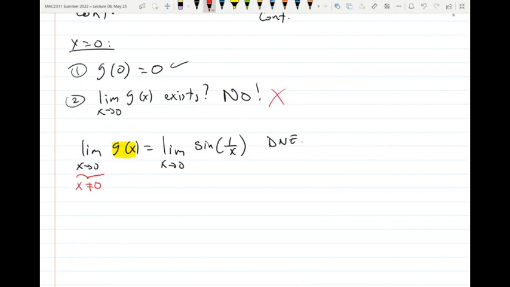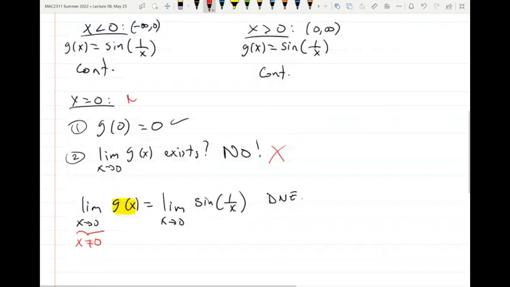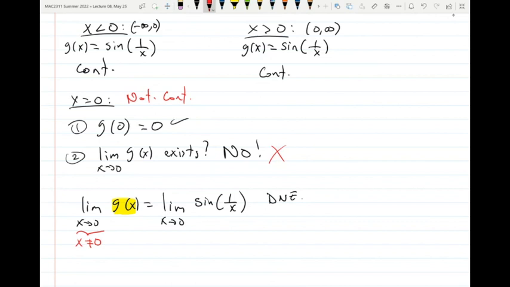So at this point, we stop, we don't even need to go to condition number 3, and we deduce that the function is not continuous. Moreover, what type of discontinuity do we have? What is it? Non-removable. Okay? Because the limit does not exist.